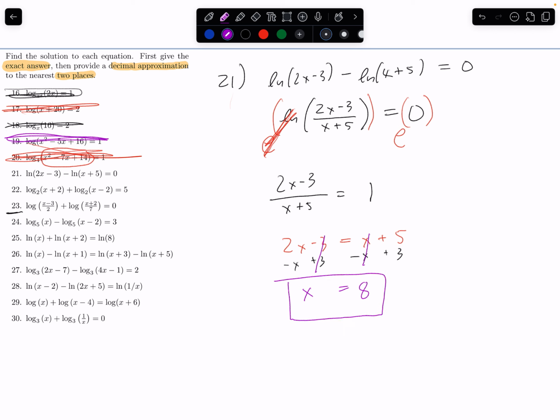Okay, I'm about to box it, but let's just double check. If I plug in 8 here, that's going to be 8 plus 5. No problem. That's positive. Plug in 8 here. That's positive. So no worries. X equal to 8 is a viable solution.